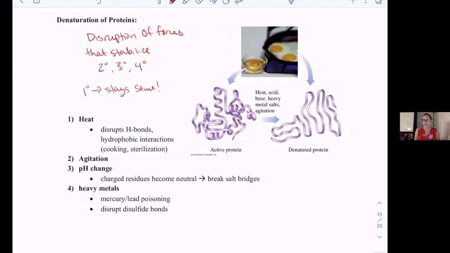You can also change the pH. If you add something acidic, like if you put vinegar with eggs, you actually cook the eggs a lot faster. The charged residues become neutral. You break those salt bridges, again breaking tertiary structure. And additionally, heavy metals. This is why lead poisoning and mercury poisoning is dangerous. Adding heavy metals to proteins is going to interact with the R groups of those proteins, change the overall tertiary structure, disrupt disulfide bonds, and denature the proteins.